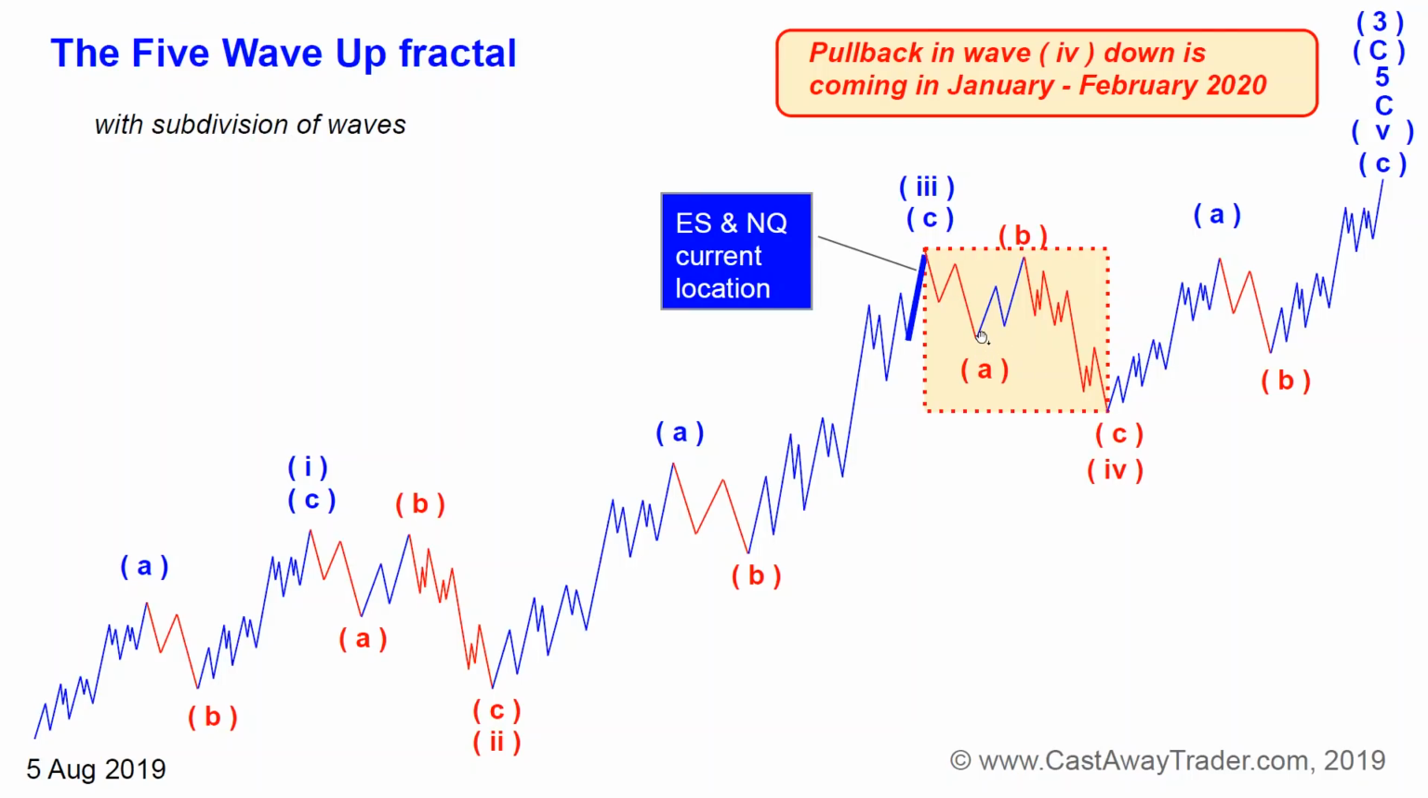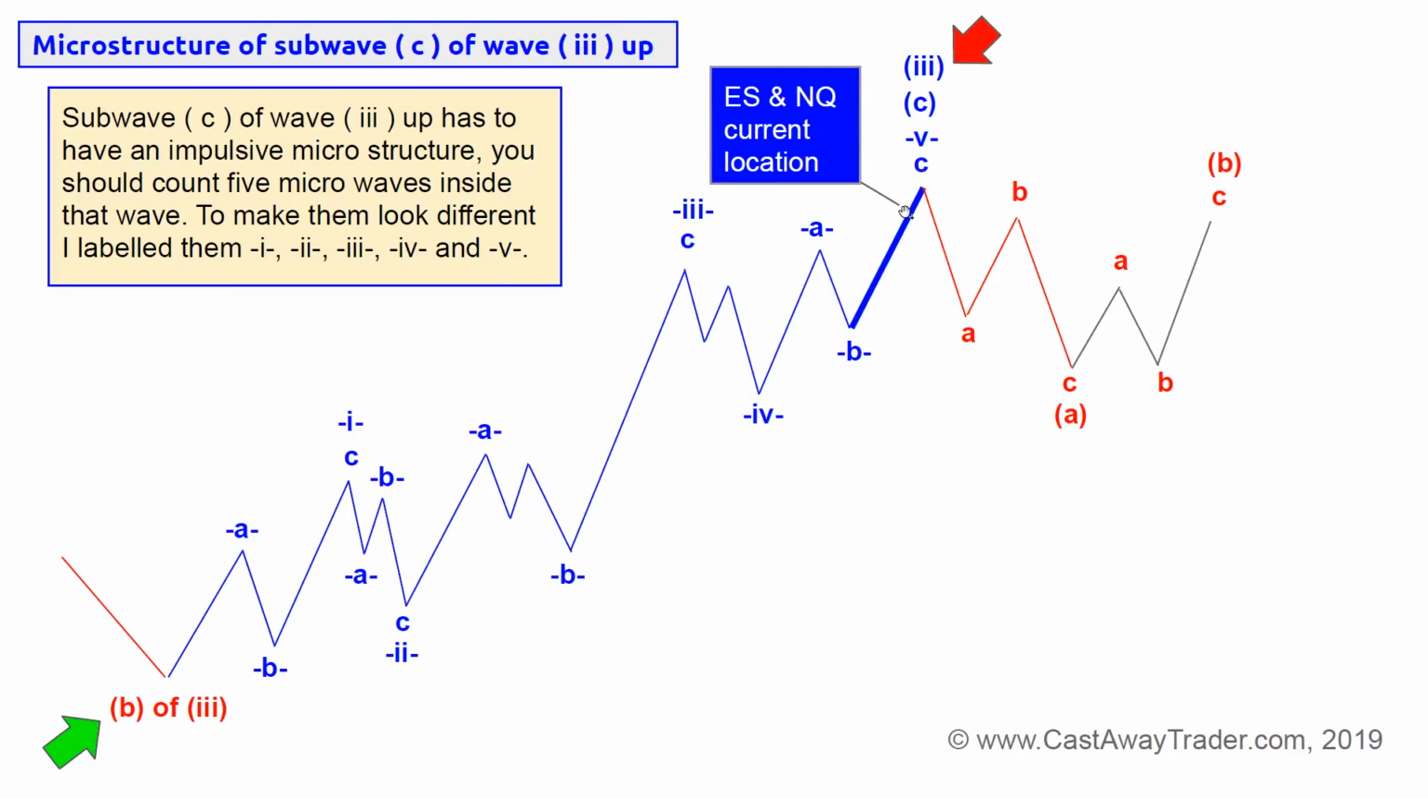ABC of subwave A followed by ABC up in corrective subwave B up, and the final push down in subwave C of wave 4. I expect to get that corrective structure over the course of January and February 2020. If ES mini and NQ mini is somewhere here, it's not that accurate, right? We need to be able to make a more accurate prediction.